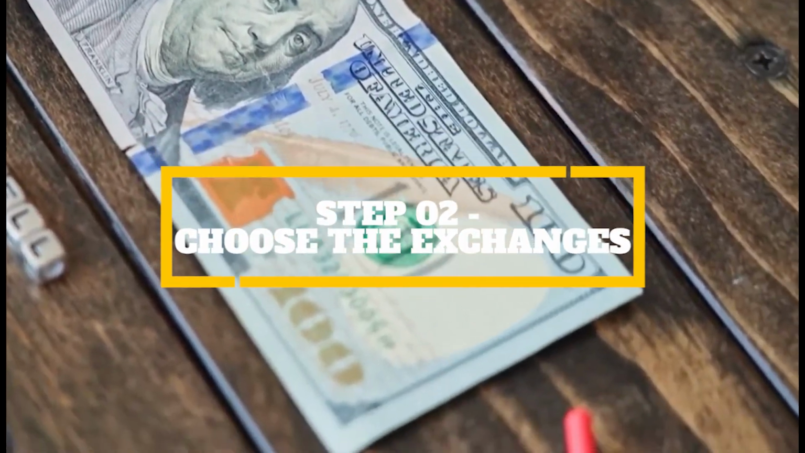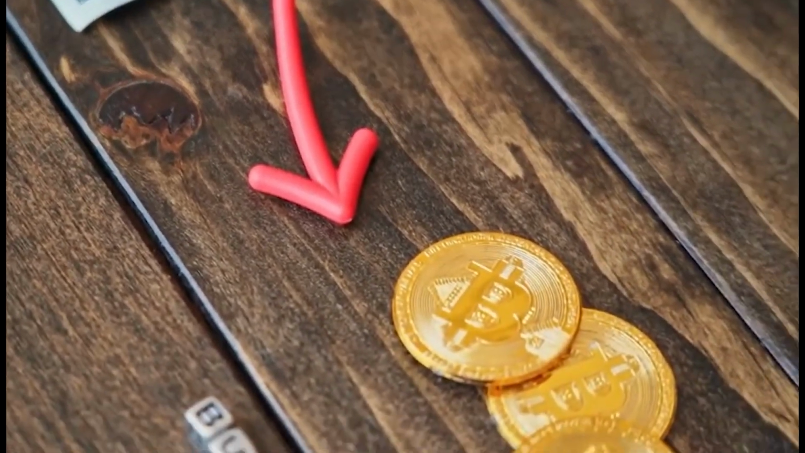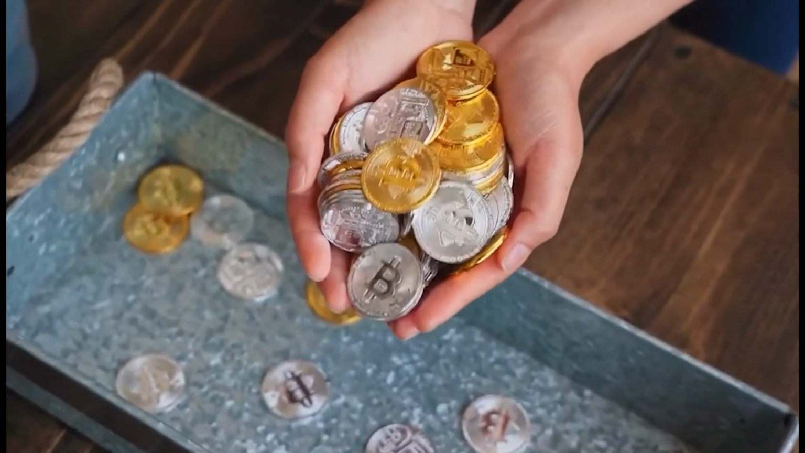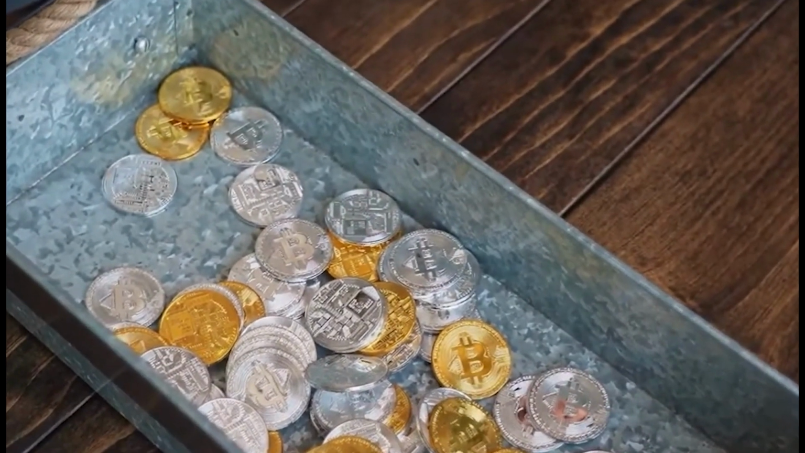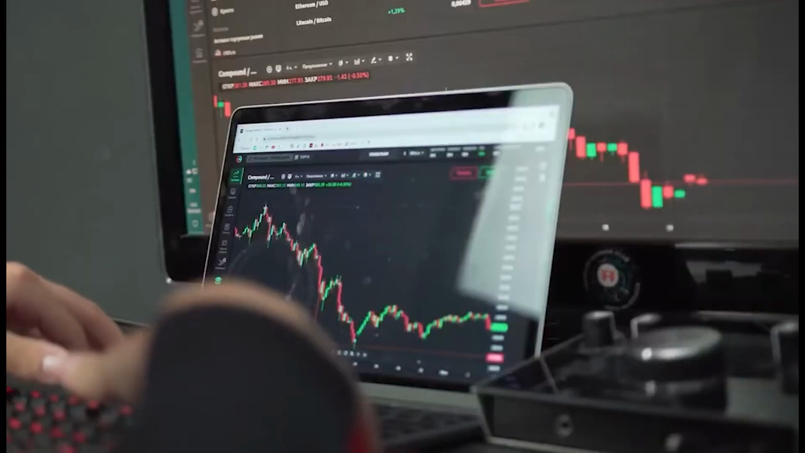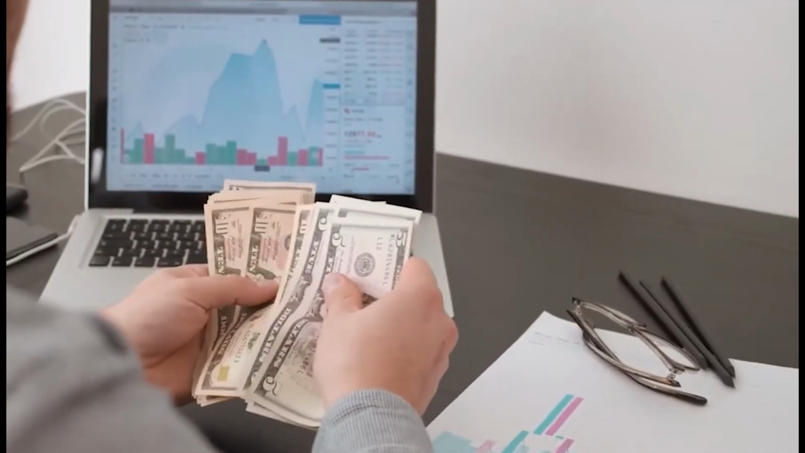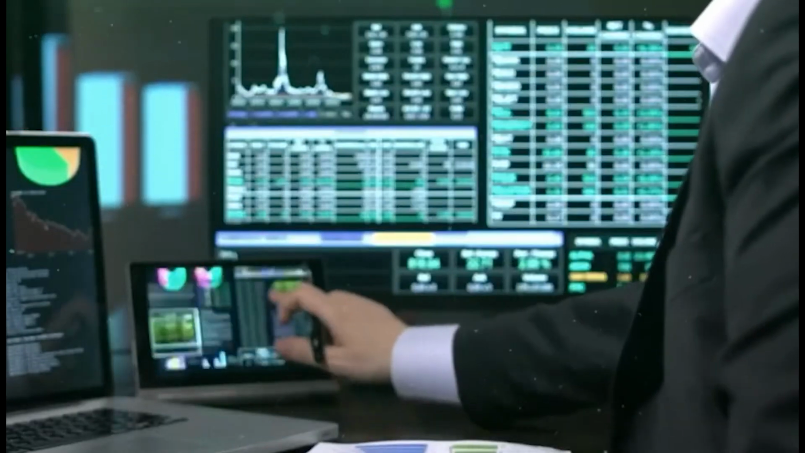Step 2. Choose the exchanges. Research and select the cryptocurrency exchanges you want your bot to operate on. Look for exchanges with high trading volumes, as they generally have better liquidity and narrower bid/ask spreads, making it easier to execute trades. Check if the exchanges provide APIs that allow you to programmatically access their services. Look for well-documented APIs that provide real-time market data, order execution, and account management functionalities.